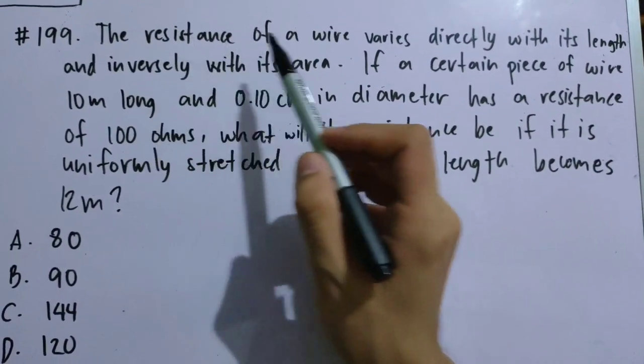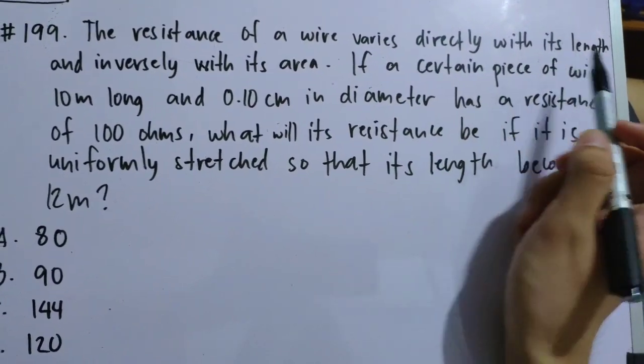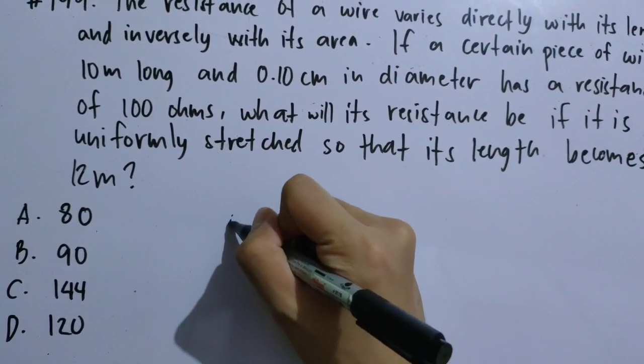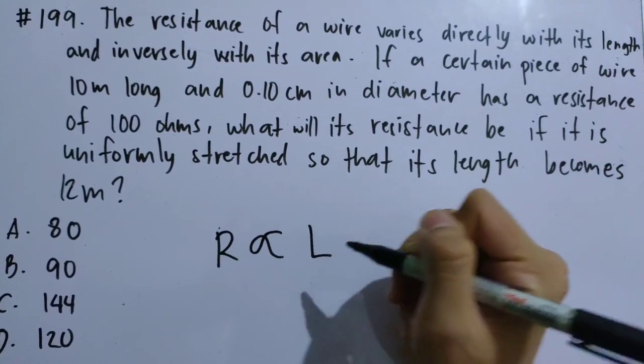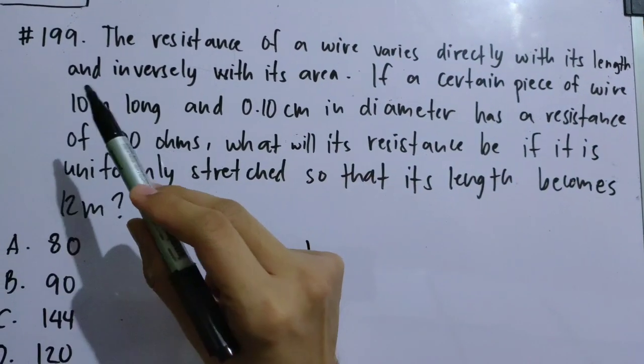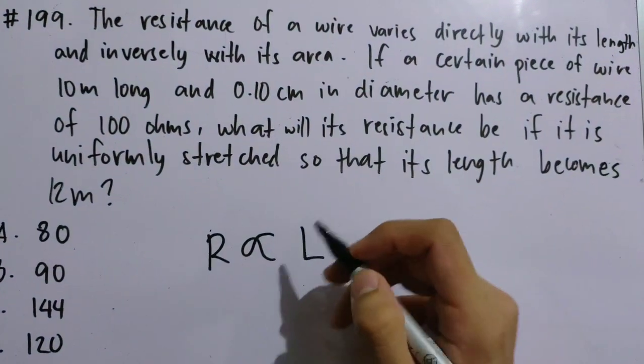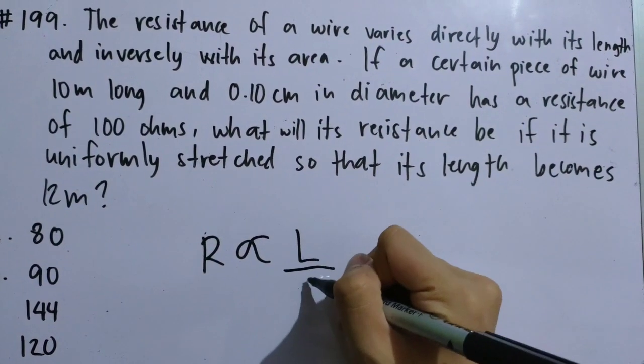Sabi niya, the resistance of a wire varies directly with its length. So yung resistance natin varies directly with its length and inversely with its area. So dapat ilagay natin sa denominator yung area.